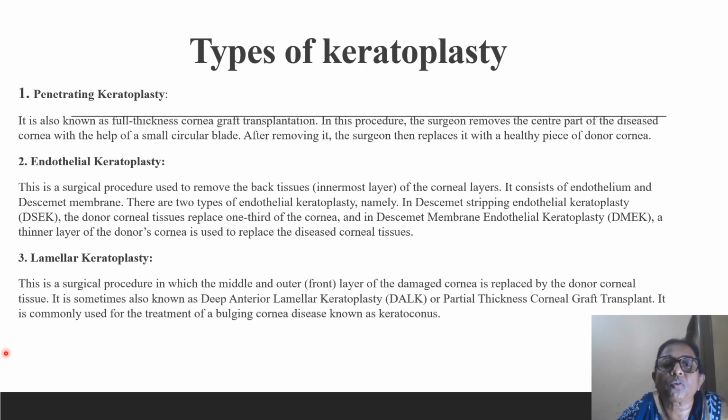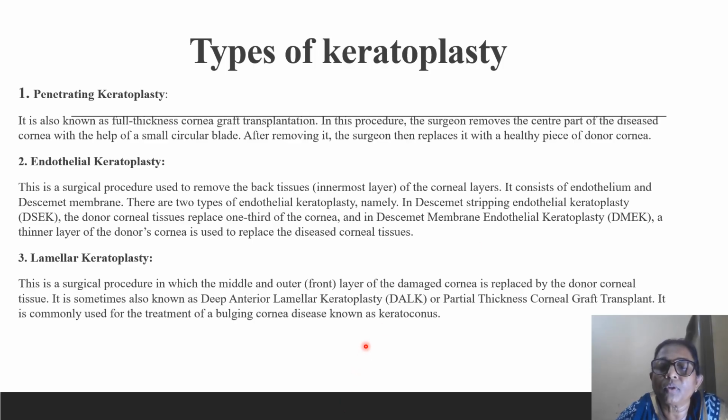There are two types of endothelial keratoplasty: Descemet stripping endothelial keratoplasty, DSEK, where donor corneal tissue replaces one third of the cornea, and Descemet membrane endothelial keratoplasty, or DMEK, where a thinner layer of the donor's cornea is used to replace the diseased corneal tissues.